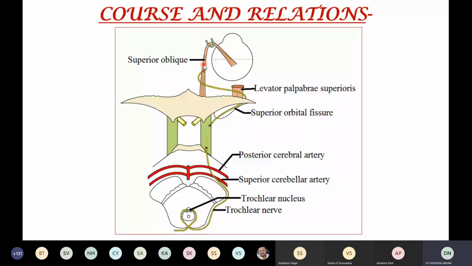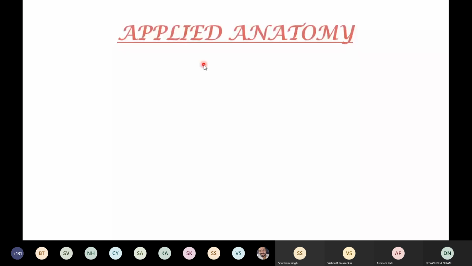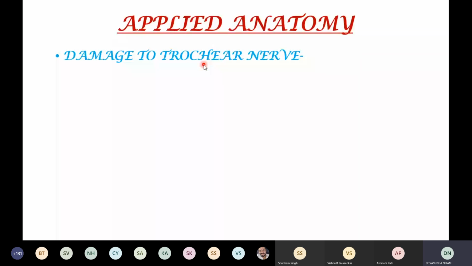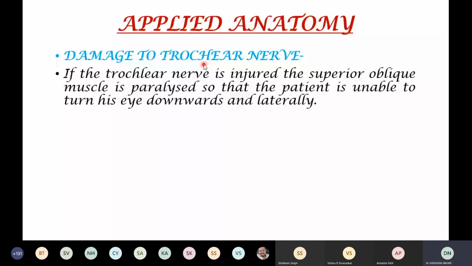And the last point to be revised now is the one applied anatomy you should know. That is damage to the trochlear nerve. What will happen if there is damage to the trochlear nerve? We know that it is going to supply only one muscle, that is the superior oblique muscle. If you remember the action of the superior oblique muscle, you must have studied it in the extraocular muscles. This muscle is called the coping muscle.